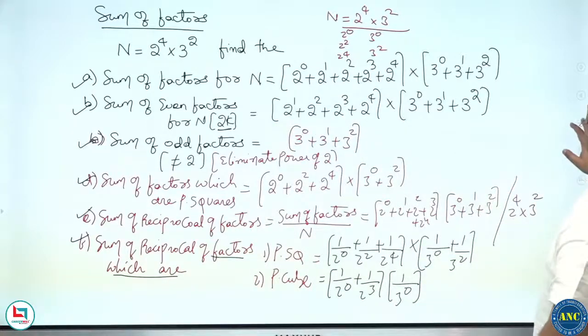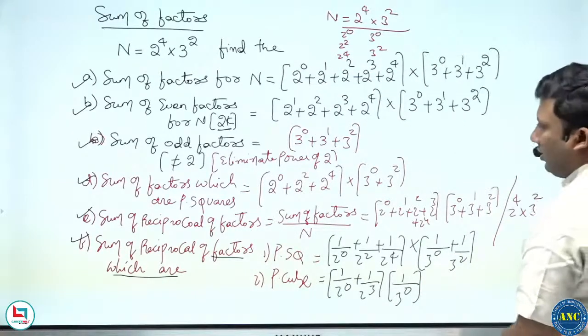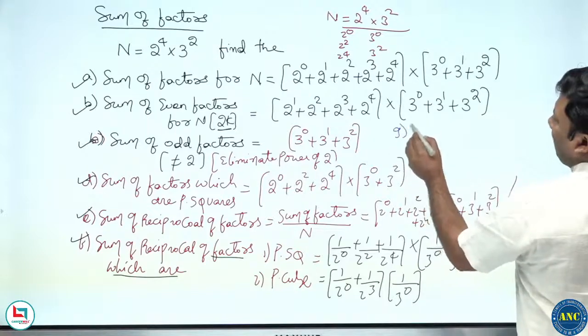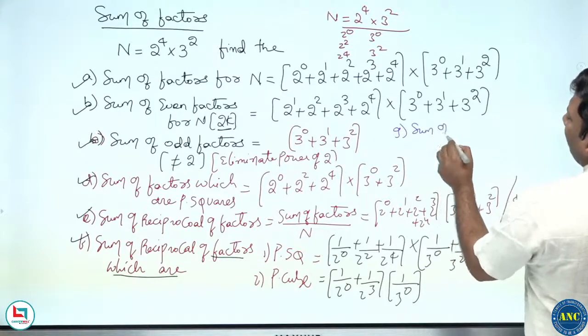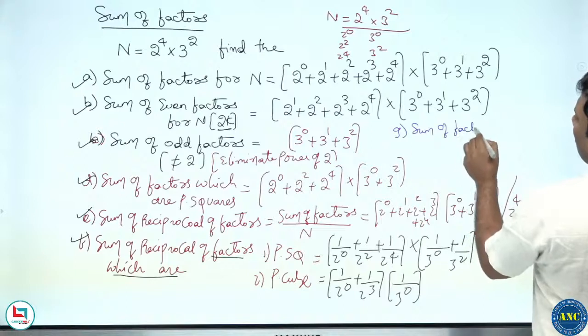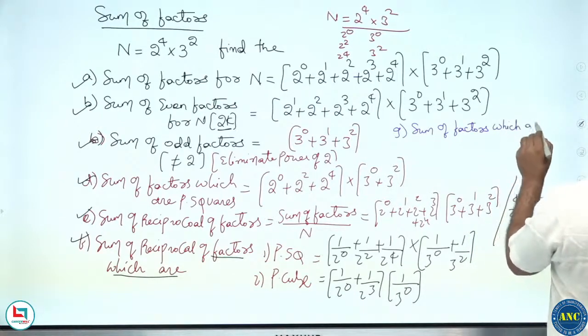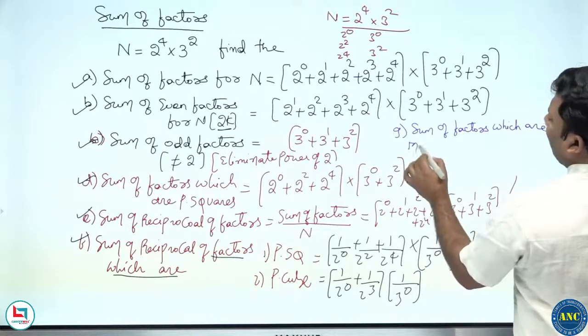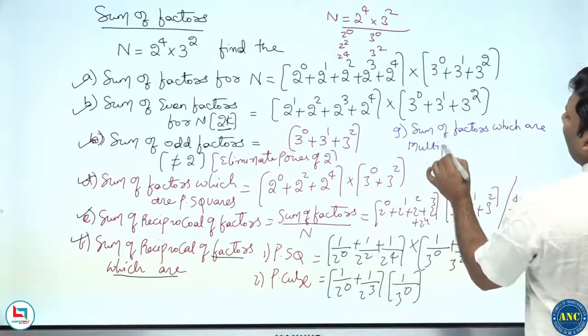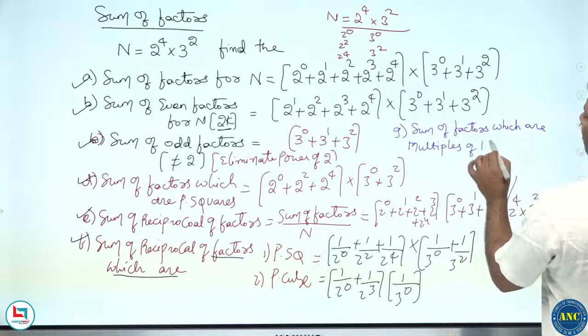In fact, you can also solve one more question: sum of the factors which are multiples of 30. Sorry, sum of the factors which are multiples of 12 we will take. 30 means 2 into 3 into 5, and 5 is not there.